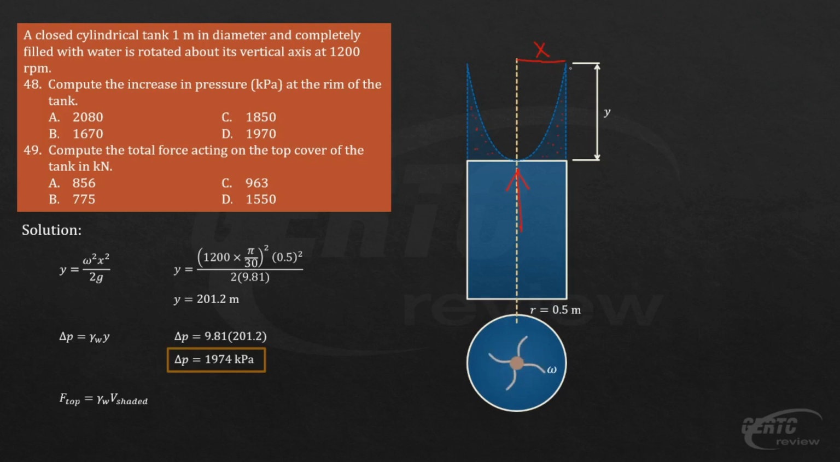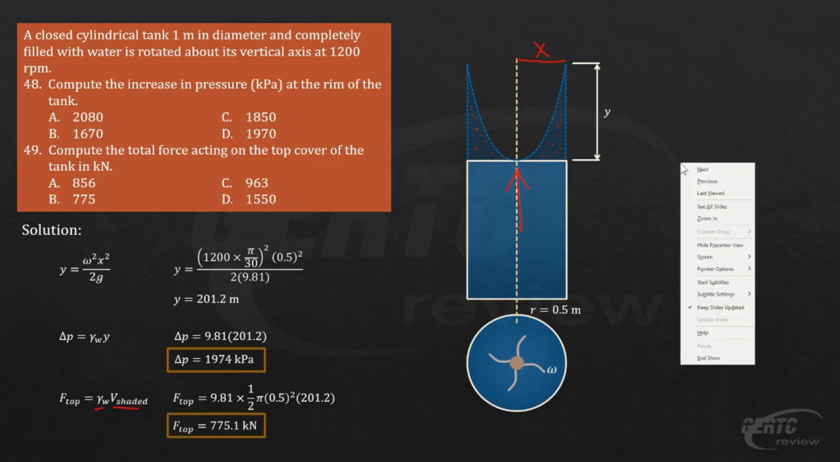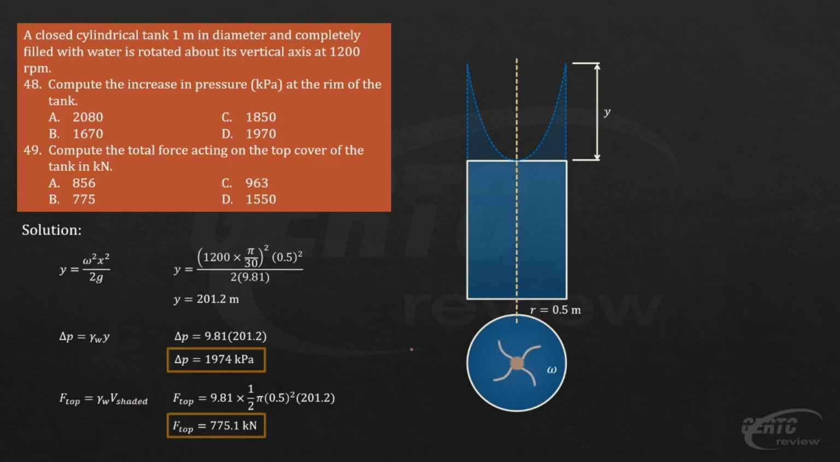That's the volume of this paraboloid. Well, of course, common sense, the volume of this remaining will also be 1/2 pi x squared y. Correct? So that will be unit weight times the volume shaded. And that will be unit weight of water times 1/2 pi x squared or 0.5 squared times y. The same y kanina. So that will give us 775.1 kilonewtons. That's the total force acting on top. Okay? Klaro ba? Okay, sige.